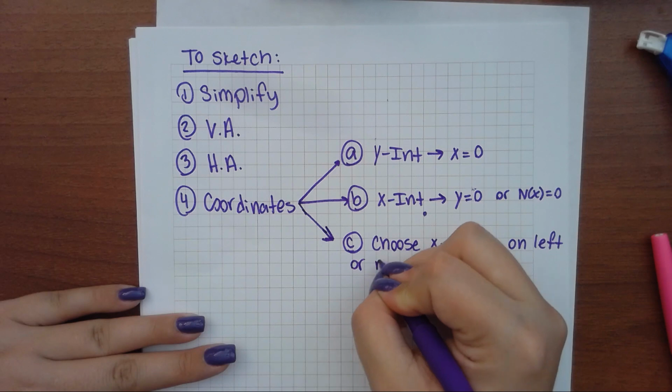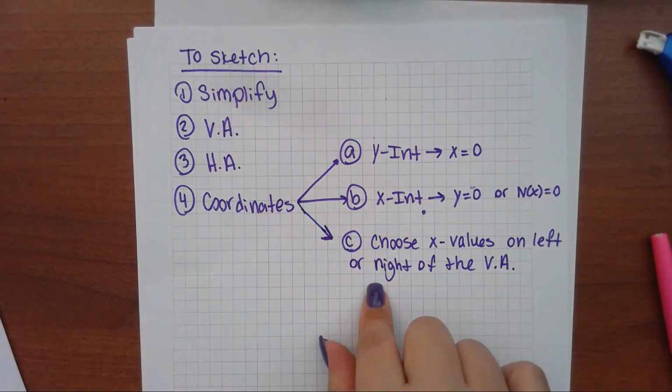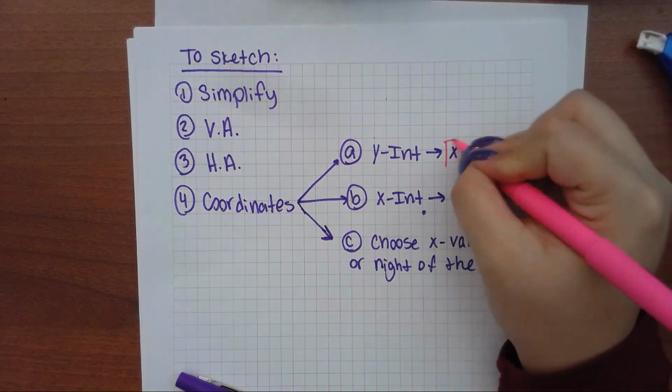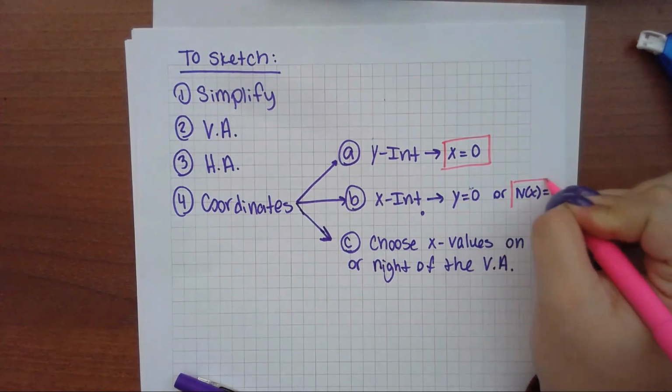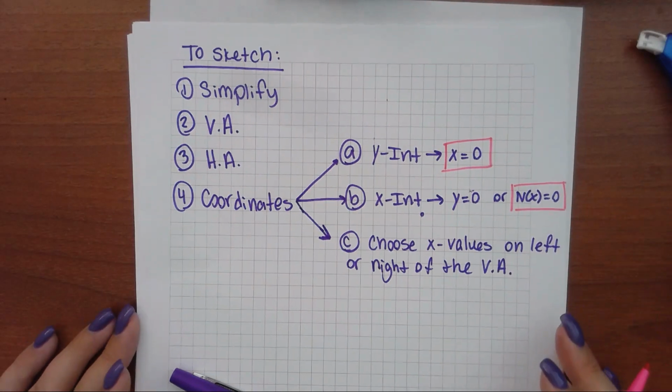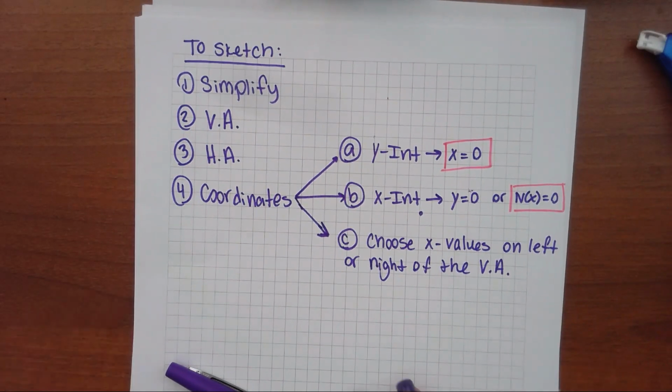Now sometimes this happens and you need to do it, and sometimes you don't. It really just depends. You can also have some of these work and some of these not work. So you do not have to have an x or y intercept. You could have one of those or none of them. But you should have values on the left and right of the vertical asymptotes.